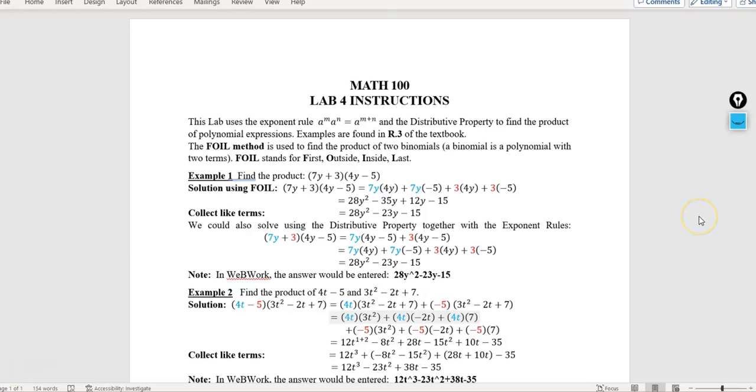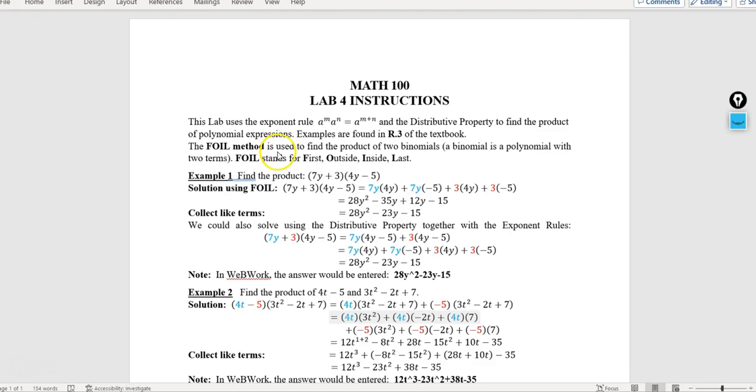Okay, in the last video we were looking at how to add and subtract polynomial expressions. Now in lab 4 we're going to be looking at how to multiply them. And again, this is something that you should have run across in high school, so this should be a review. This is part of what you will be using all the time in Math 100 or 110 or 140.